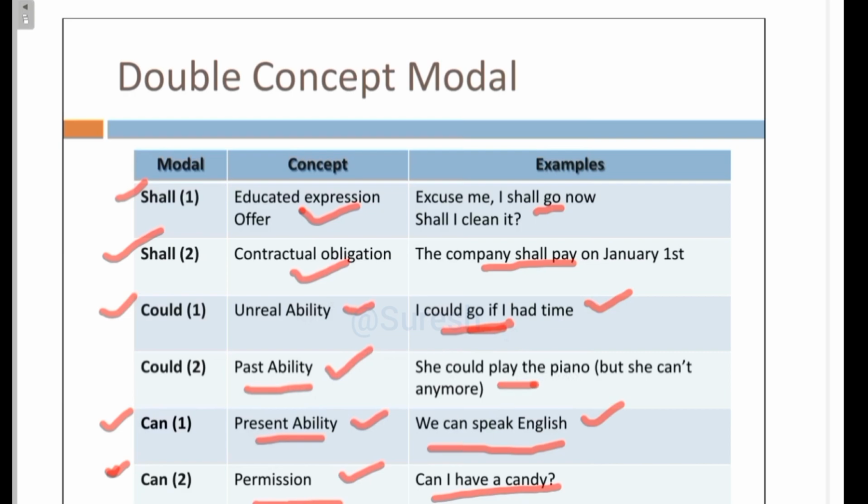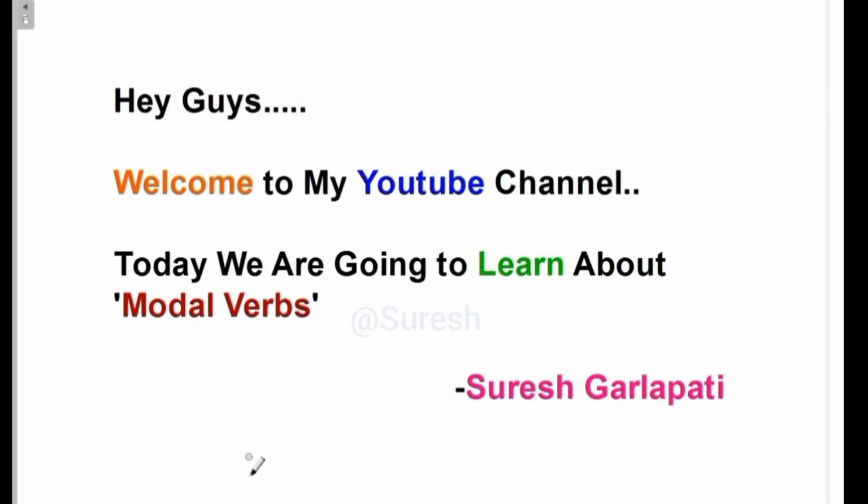That says unreal ability. Now could is also used to tell about past ability, saying a sentence in the past. She could play the piano, but she can't anymore. Yeah. So earlier she could play the piano. She had the chance and she had the ability of playing piano, but she can't play anymore. See, right? So those are the concepts and details about these modal verbs. Hope you understood, guys. Clear?